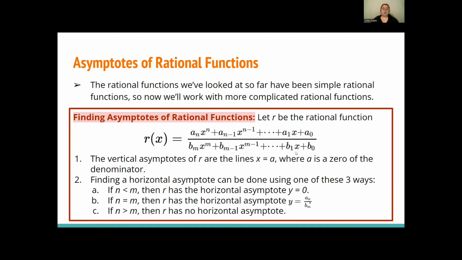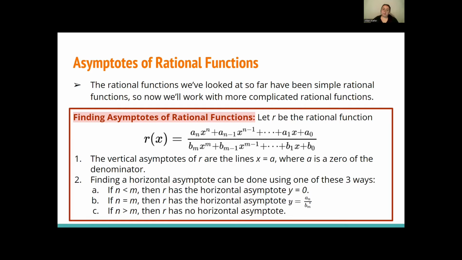So for finding a vertical asymptote, these are going to be the lines x equals a, where a is some 0 of the denominator. We saw that before with example 1 of a vertical asymptote. You would take your denominator, set it equal to 0, solve for x, and those are the values where you have vertical asymptotes. So it all depends on the denominator.